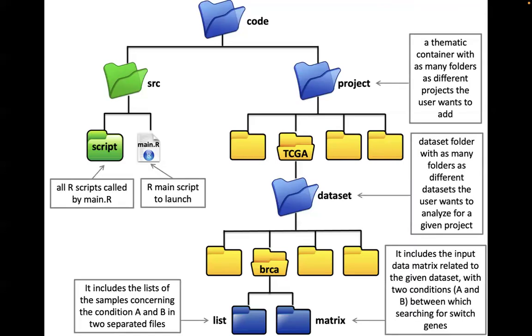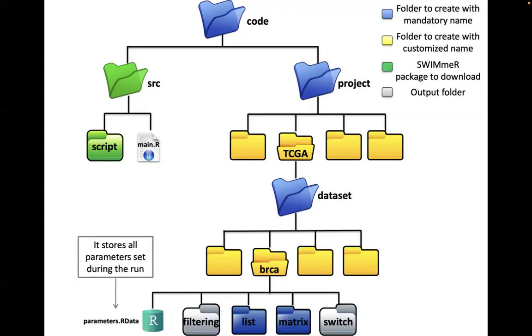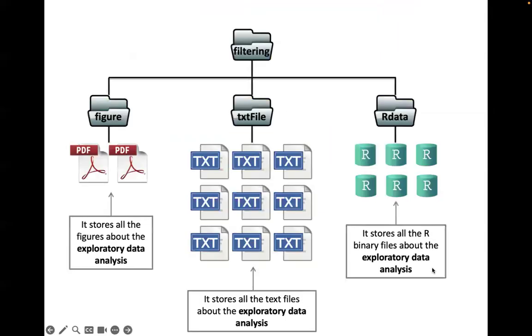Okay, after running SWIM, you will end up with two other folders, filtering and switch, that will be created by SWIM, and an R file in which you have the summary of your run that is created by SWIM. In the filtering phase, SWIM will create three different folders, one that is called figure, one that is called txt file, one that is called R data.